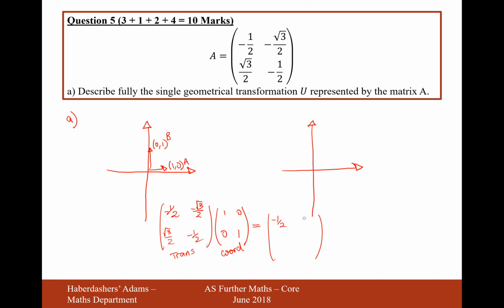So minus a half, minus root 3 over 2, root 3 over 2, minus a half. What's going to happen here is that coordinate A is going to end up at this coordinate here. We'll call this A dash. So minus a half, root 3 over 2. That's where A is going to end up: minus a half across, root 3 over 2 up. And coordinate B, the coordinate 0, 1, is going to end up at this coordinate here, minus root 3 over 2, minus a half.